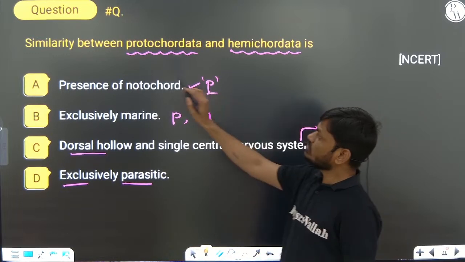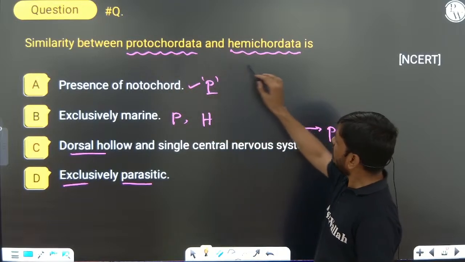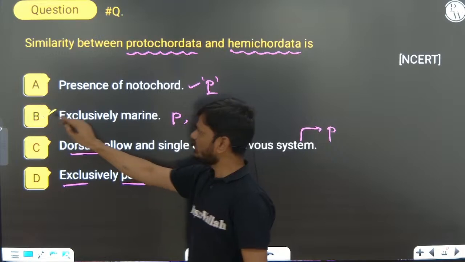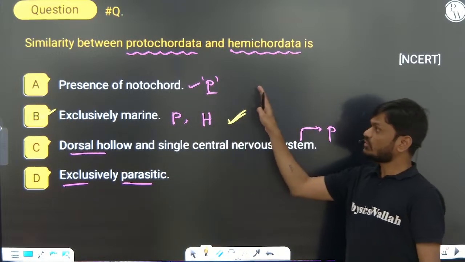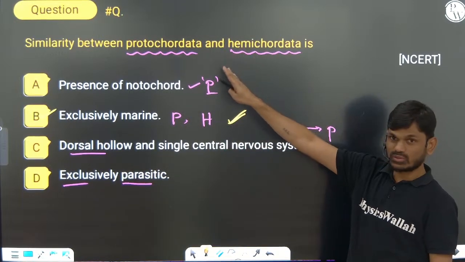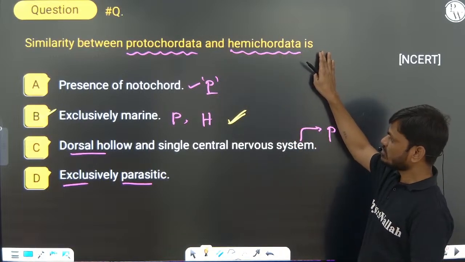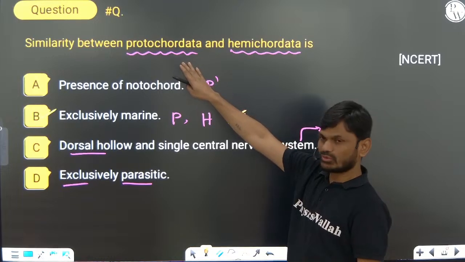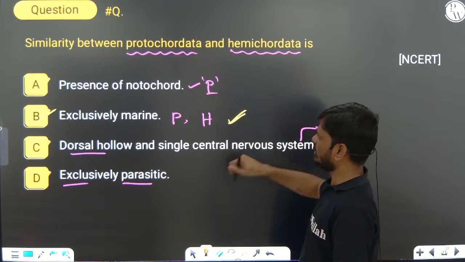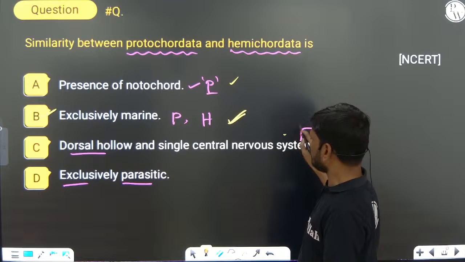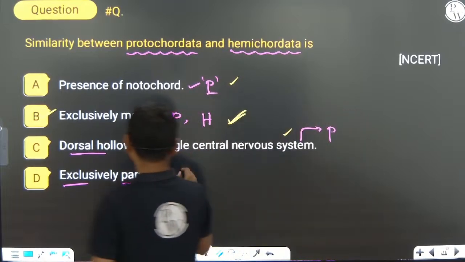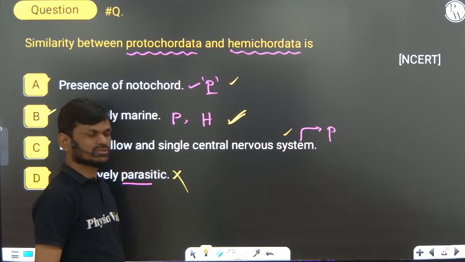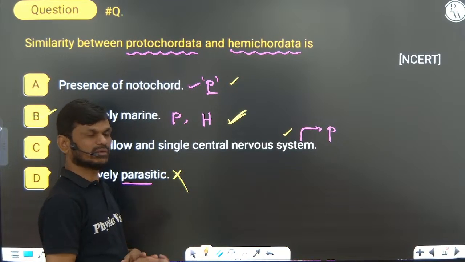So they are asking the similarity between Protochordates and Hemichordates. That is exclusively marine. Protochordates are exclusively marine. Hemichordates are exclusively marine. The remaining characteristic features belong to either Protochordata or Hemichordata. Both are not parasites. Some may be ectoparasites, but not parasites.